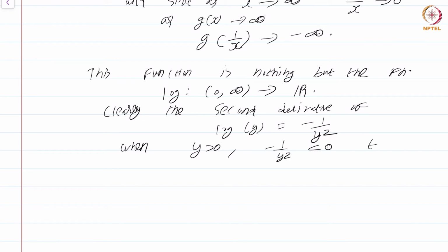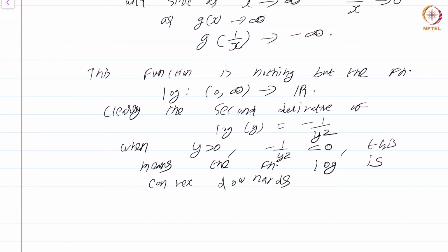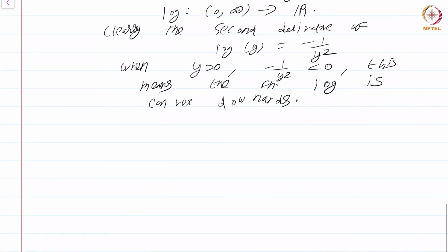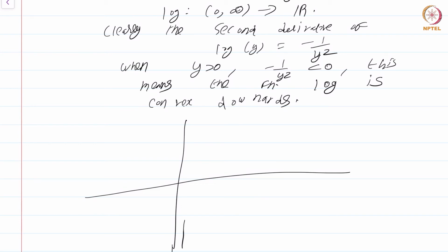This means the function log is concave. Okay, it's concave. It's not concave, sorry. It's convex downwards. What this means is that the function essentially looks like this. A familiar picture of the logarithm function.